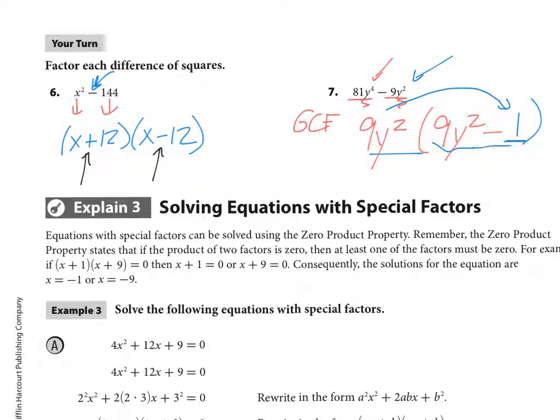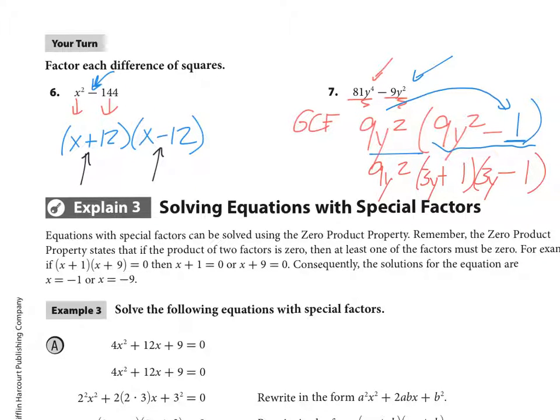Well, now I have a difference of squares here. So what do I do with my GCF? I just bring it down. I have 2 factors. Remember, one is a plus, one's a minus. What do I square to get 9? 3. I have y squared, so that'd be y times y. What do I square to get 1? It'd be 1 and 1.